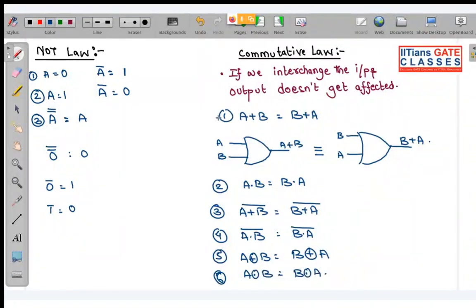So here you can see all the gates, whether it be OR, AND, NOR, NAND, XOR, XNOR, all the gates follow commutative law. Okay, all the gates, they follow what? They follow the commutative law.